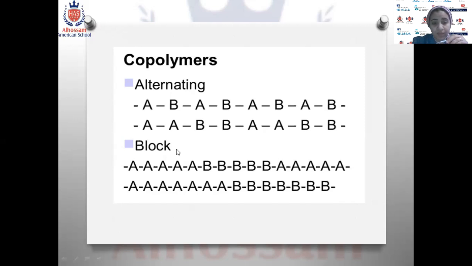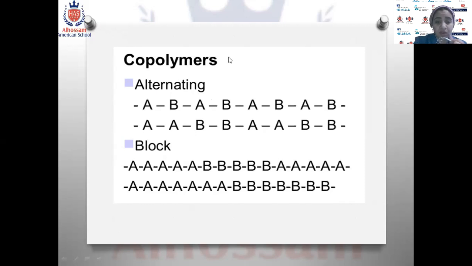Or block. Now we have a block of A, for example, 5 units, 5 monomers of A, and 5 of B, 5A, 5B, or more than 5. This is another example: 7A, 7B, 7A, 7B. So we have a block of one monomer and another block of another monomer. Block of A, block of B, block of A, block of B. This is called copolymers. Once it contains more than one monomer, it's called copolymers.